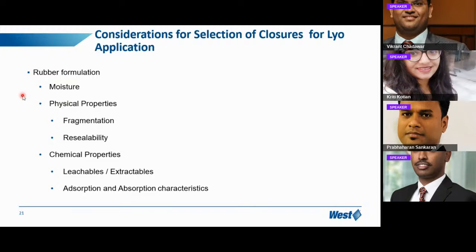In this process, the excess moisture has been removed, so there is no moisture present in the lyophilized version. So in the case of rubber formulation, whatever we are recommending, the moisture should be very low. Moisture vapor transmission is the important criterion while selecting a rubber closure for lyophilized application. Physical properties are also important, fragmentation or resealability, meaning you are putting pressure through needles. After putting the pressure through needles, you are going to get a few fragments.